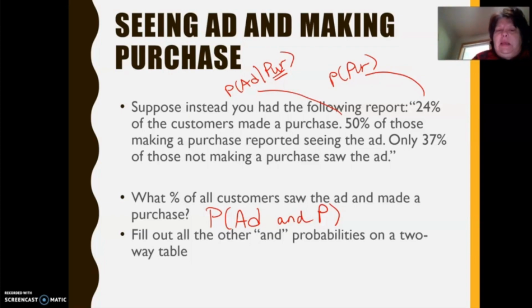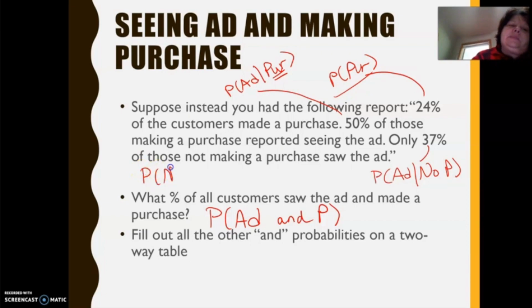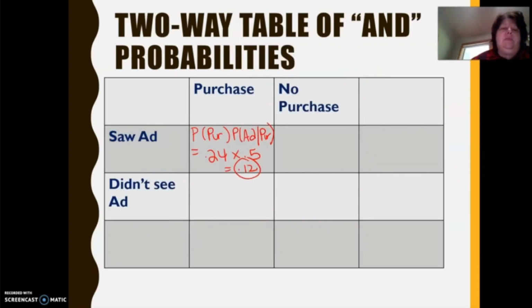That's the group it's out of, like a fraction. 37% of those not making a purchase saw the ad. So that's probability of saw the ad given no purchase. And the last one you want is you have probability of purchase, but you don't have probability of no purchase, which is 1 minus that. 0.76, yes, 0.76. And we'll use those to get the pieces that we need.